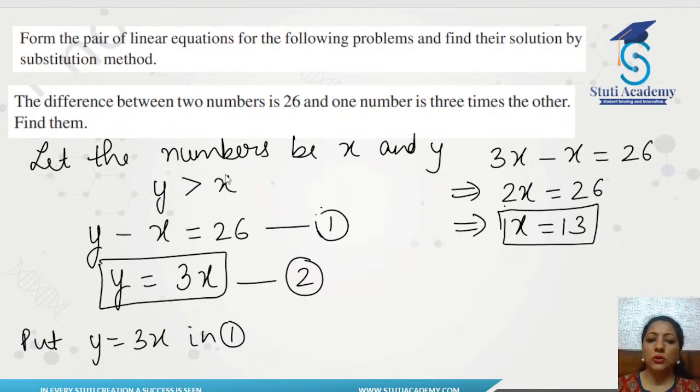So just for checking this, you can also observe that the difference between the two numbers is 26. This was given to us in the question. So x is 13 and y is 39. We can see that the difference between these two numbers is 26. So one condition is satisfied. Also, it was given to us that one number is 3 times the other. So we have the bigger number as 39 and the smaller one as 13. So 39 is 3 times 13. I hope you all know the table of 13. 13 3s are 39. So this is just for checking whether both the conditions are satisfied according to the question.